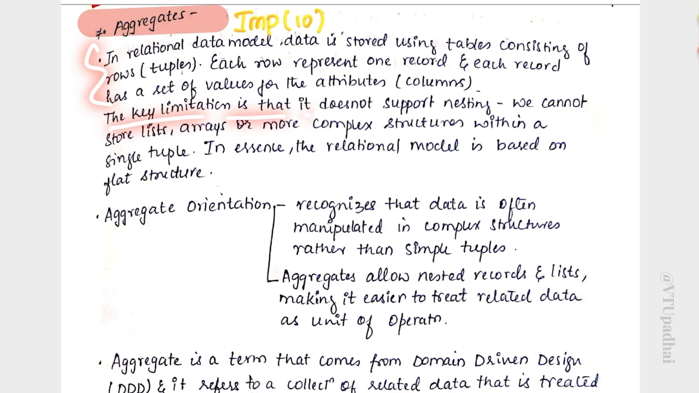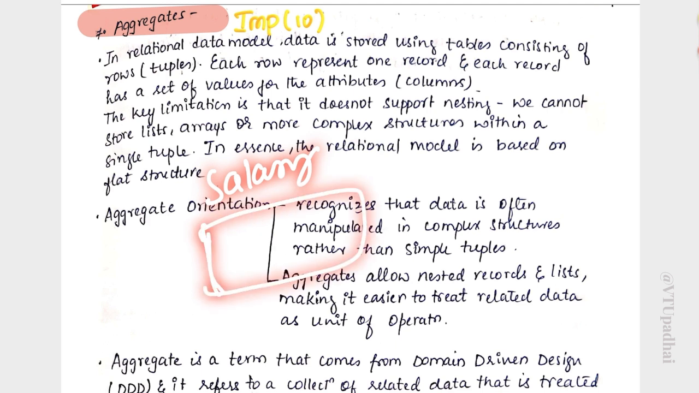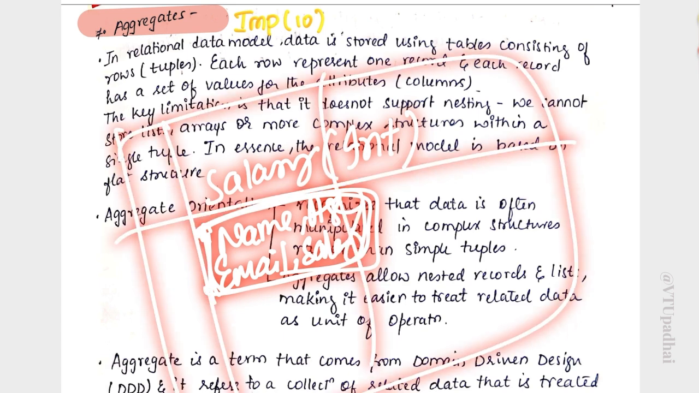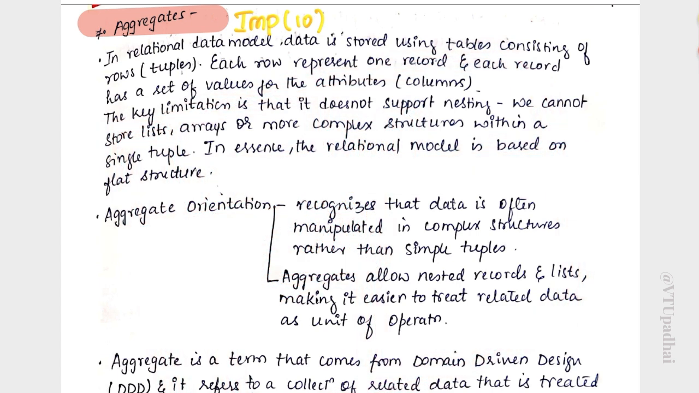So the key limitation here is that it does not support nesting. That is, we cannot store lists, arrays, or any other complex data structures within a single tuple. If you are trying to store the employee's name, age, email, and salary within a single tuple under salary, where salary is an integer, is it possible? No, right? Because under salary it can store only one thing, that is the salary of that person. You cannot store the entire thing in one tuple. So this was one of the key limitations: the relational database is based on a flat structure, so it cannot store complex data structures within a single tuple.